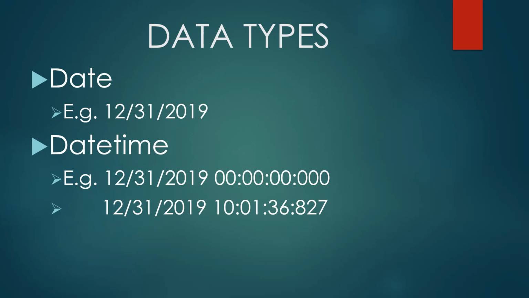It could well be just the date, in which case the 12th of the 31st, 2019, and a bunch of zeros representing no time component at all. Or it could store the date and have the time tacked on the end. In this example down there, 1 minute past 10, 36 seconds, 0.827 seconds.